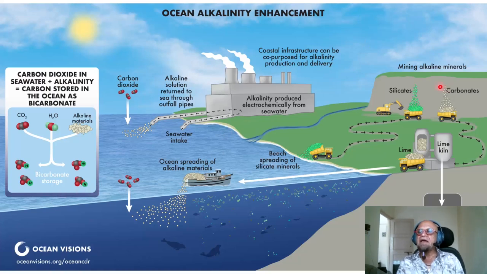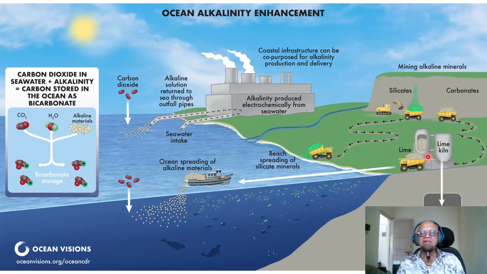So, mining alkaline materials, silicates and carbonates, and bringing them here and dumping them on the beach, spreading silicate minerals. You can mimic the natural processes that happen through weathering and the water that flows in through groundwater and streams and rivers and so on. And of course you have lime and lime kilns. CO2 produced from lime production is sequestered underground.